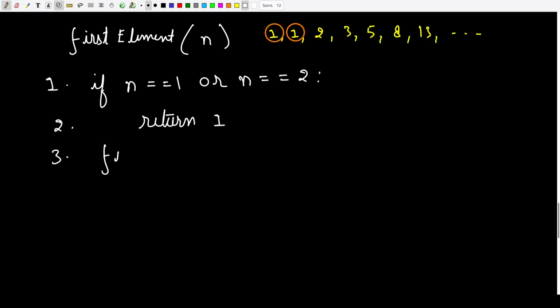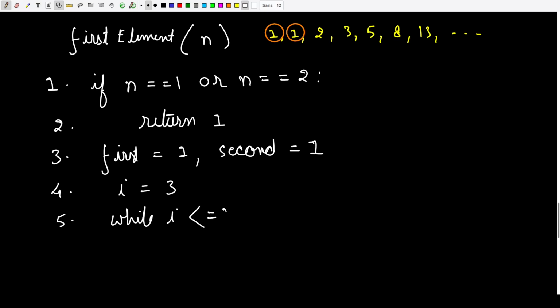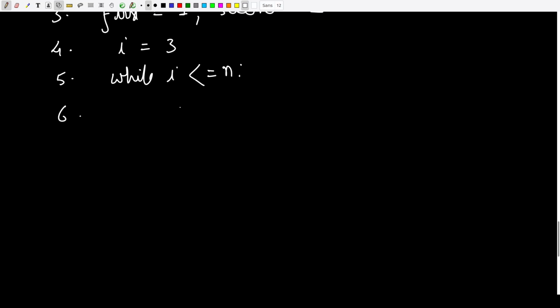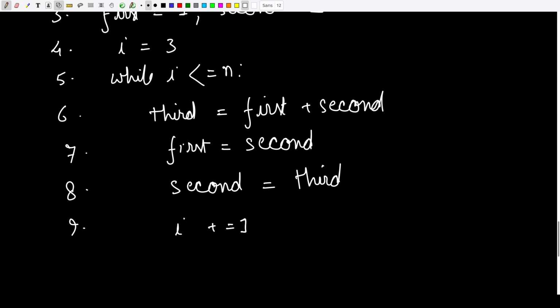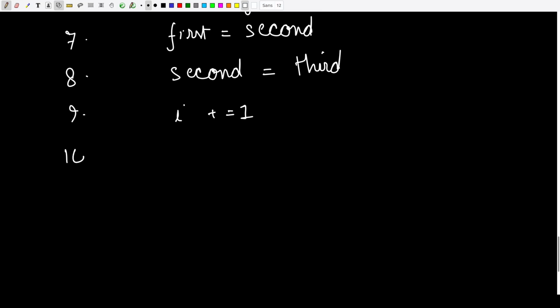Otherwise, we will say our first value is 1 and our second value is also 1. And then we are going to set i equals 3, and then we are going to iterate while i is less than or equal to n. And then simply what we need to do is find this third element, which is the sum of first and second element. And once we have found this element, we need to update our first and second element. So let us update that. Our first element becomes our second element, and our second element becomes our third element. And let's not forget to increase our i counter, and towards the end we are going to return third.